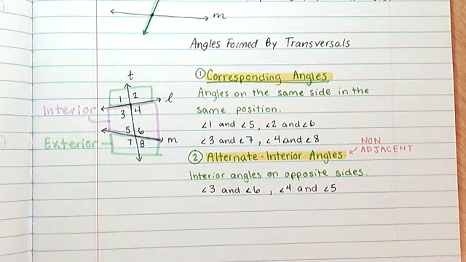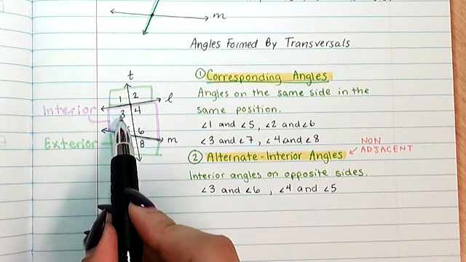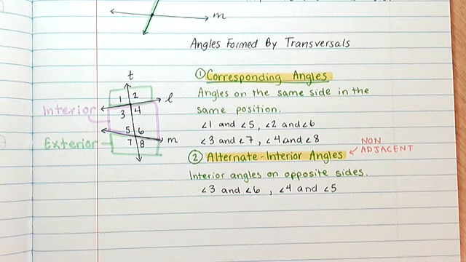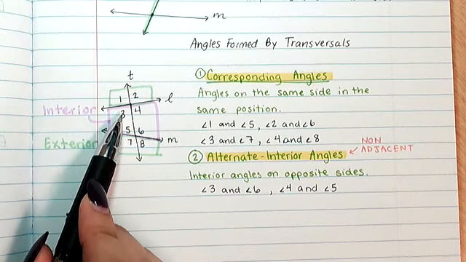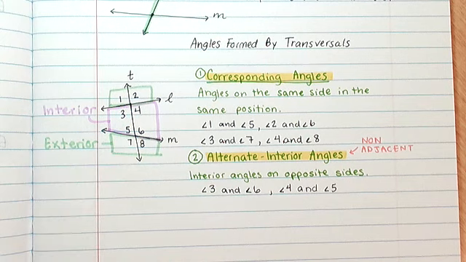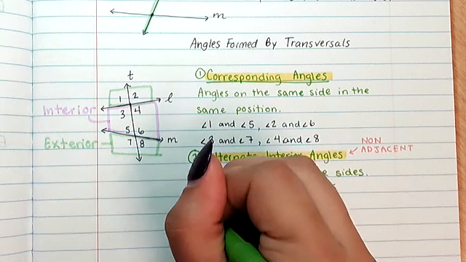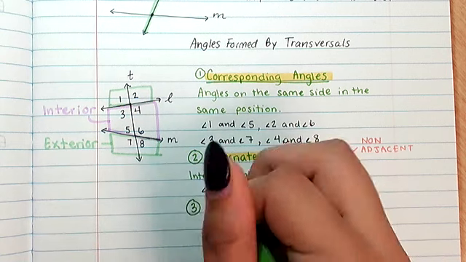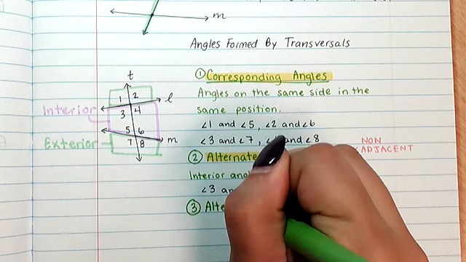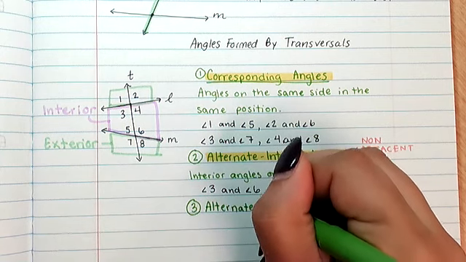So again, these are non-adjacent, which is why 3 and 4 and 5 and 6 are not alternate interior angles. They're adjacent, but they're not alternate interior. Those would be 3 and 6 or 4 and 5. In a similar vein, we have alternate exterior angles.